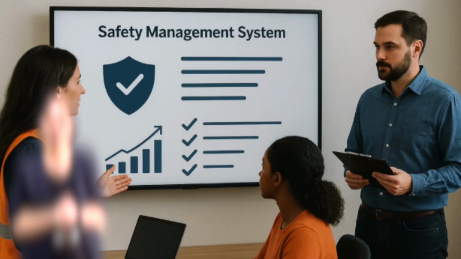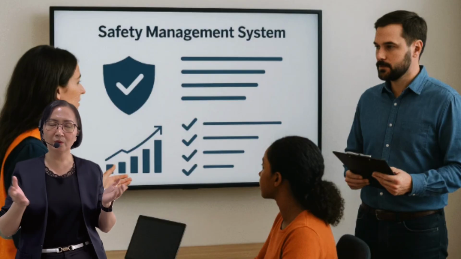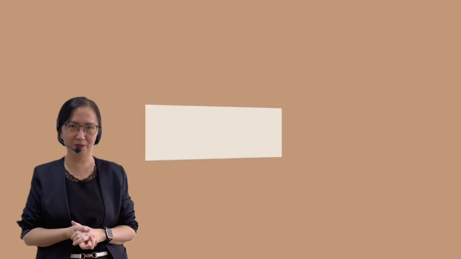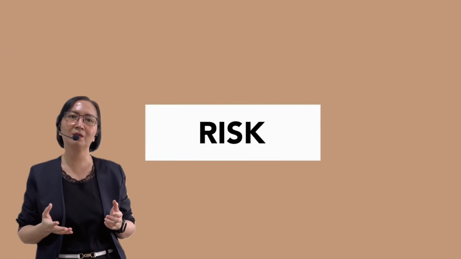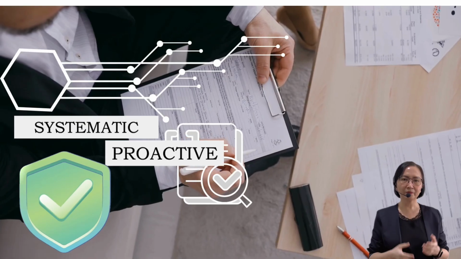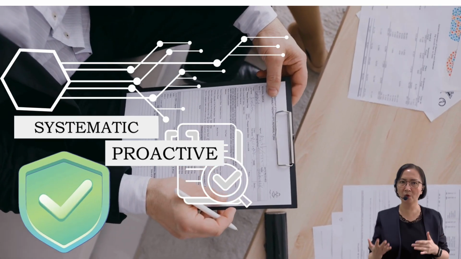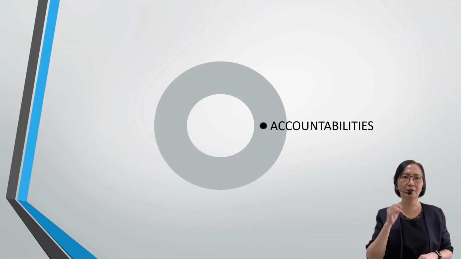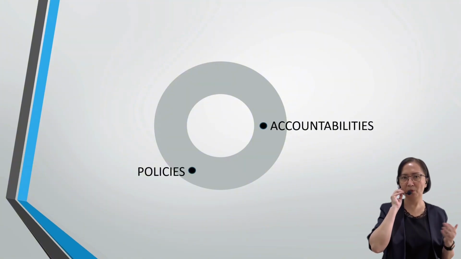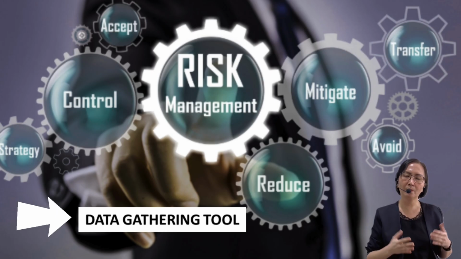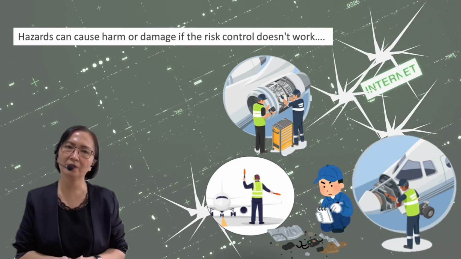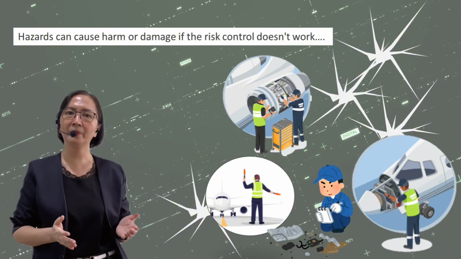So now, how does an SMS work? When we go into risk-based decision making and make a simple model of safety risk management, we can describe what the safety management system should look like. It should be a systematic and proactive approach to managing safety. In order to work, the SMS has to have organization structures such as accountabilities, policies, and procedures. SMS is a data gathering tool about risk in the operation. Risk is generated by hazards which can cause harm or damage.